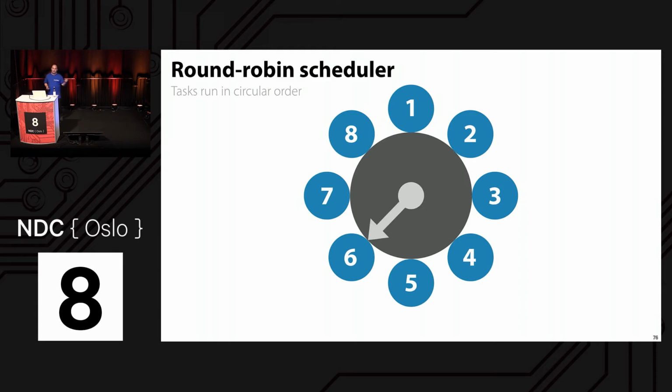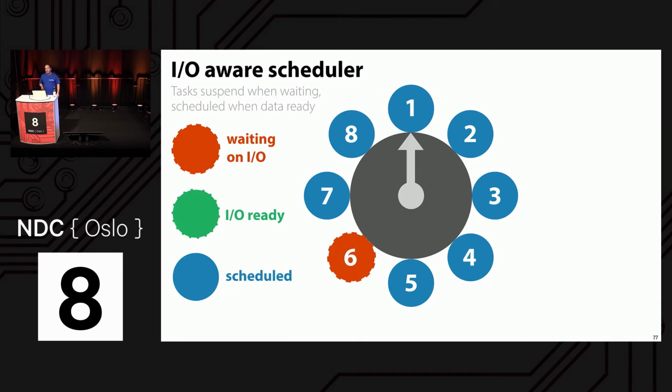So the scheduler I built earlier was this super simple round-robin scheduler. It just clocks around the tasks, running each in turn. The tasks just run in a very simple circular order. If instead we had an I/O-aware scheduler that could use epoll or select on Unix or I/O completion ports on Windows, we can be a bit smarter about when we schedule the tasks, and we can distinguish between tasks which are ready to run or are waiting on I/O. So essentially, that's why we have all this I/O-related stuff in the event loop API. It's because we have an I/O-aware event loop, which can be a bit smarter about when it runs things.